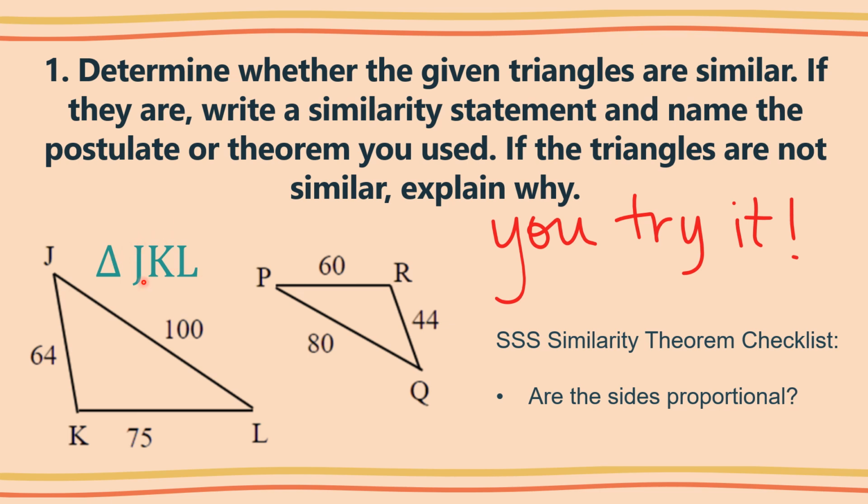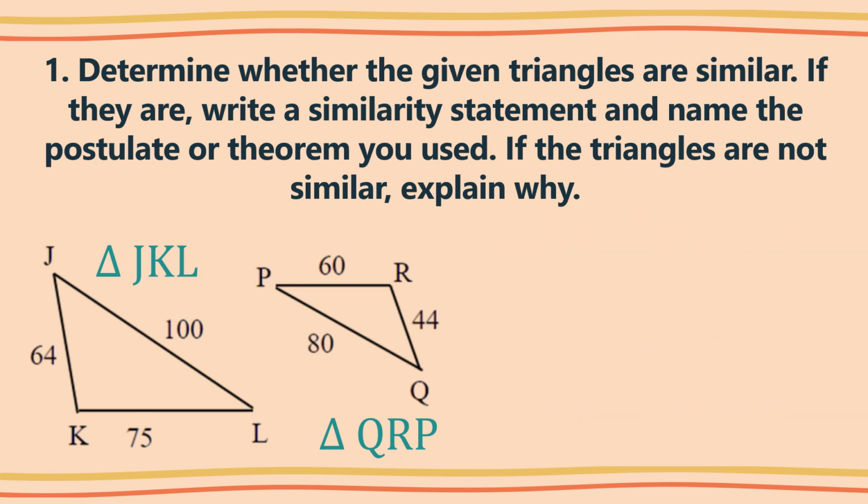All right, so if you named it LKJ, then your name for the triangle on the right is going to be different than mine, and that's okay. Right, so if you name this first triangle JKL, then the triangle on the right is going to be named QRP. Right, QRP.